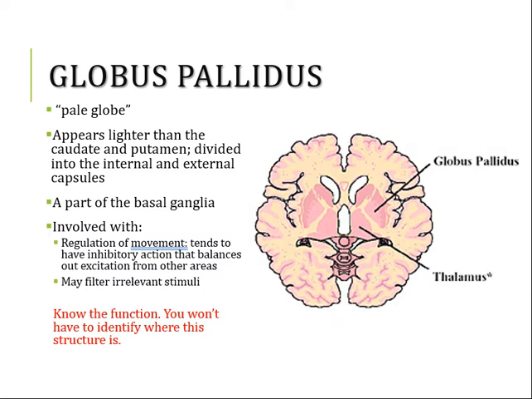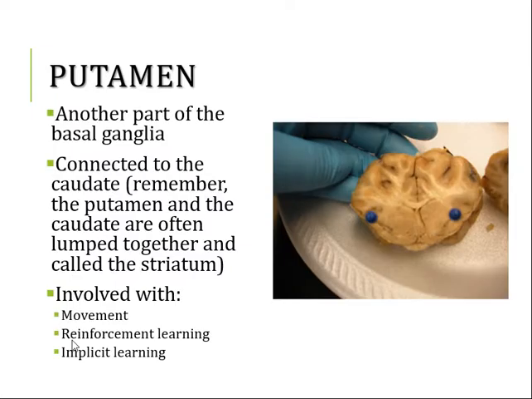And damage to the globus pallidus, or having a pallidotomy, will cause involuntary muscle tremors. So moving on to the putamen, this is another part of our basal ganglia, which is a round structure, and it's connected to the caudate. So remember, putamen plus caudate are often considered the striatum because of their striped appearance, and it's also involved with movement, reinforcement learning, implicit learning, and a little bit of reward.